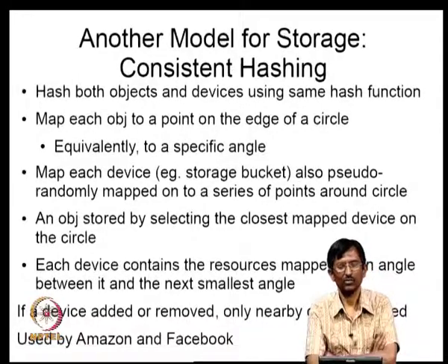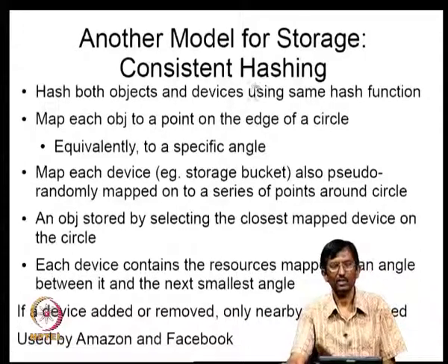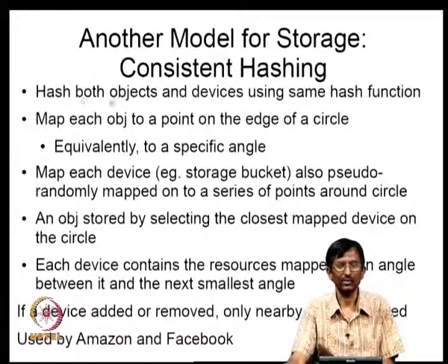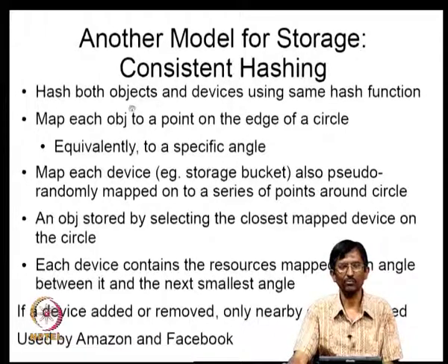So here the basic model is the following. You have various objects in the system and you have various devices storing objects. You basically hash both objects and devices using the same hash function. Map each object to a point on the edge of a circle. So basically you have some kind of circle on which all these things are residing, and you map it to various points on the circle. You can either call it a point or a specific angle, either one is fine.